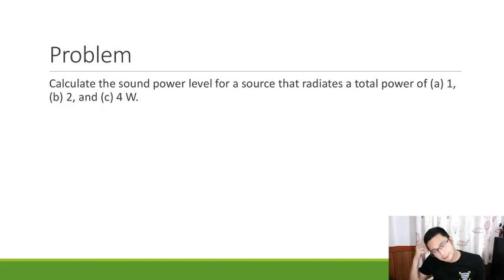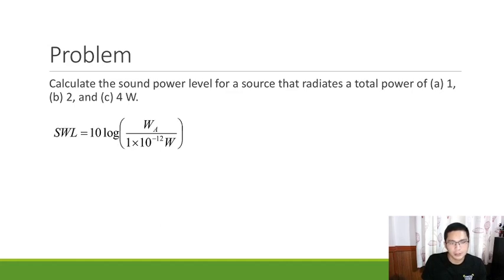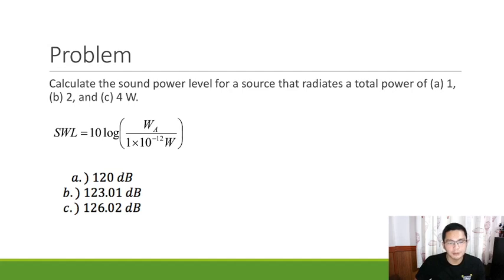So, calculate the sound power level daw for a source that radiates a total power of letter A, 1, letter B, 2, and letter C, 4 watts. So, watts lahat yan. So, ito lang yung formula natin. Given natin, ayun naman na siya. So, direkta na natin. For letter A, we have 120 dB. For letter B, 123.01 dB. Letter C, 126.02 dB.